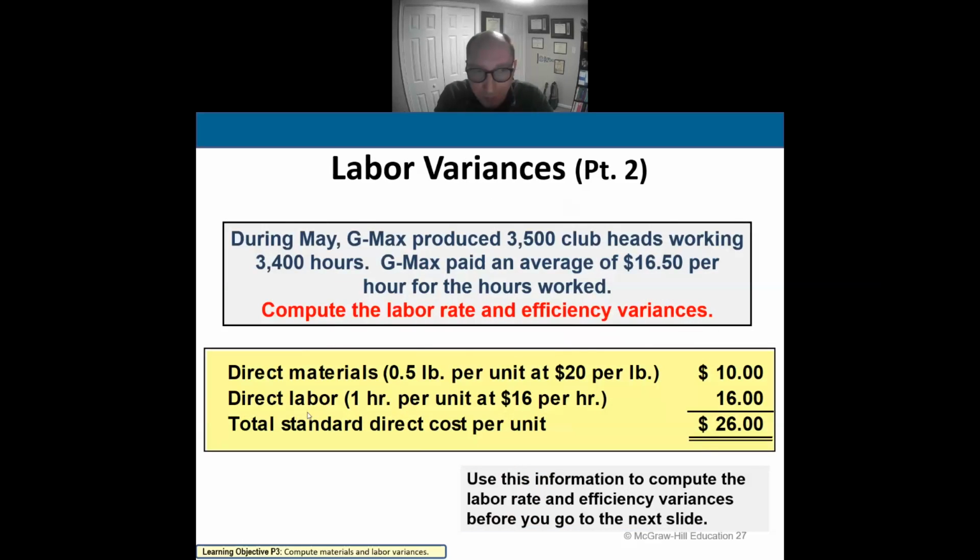Going back to my example, golf club head company. We're hardworking people. We work 3,400 hours. On average, my employees make $16.50 per hour. So direct materials: half a pound of metal per golf club head, $20 per pound. Direct materials cost $10. Direct labor, an hour to make one golf club head at $16 per hour. Total standard cost $26 per golf club head.